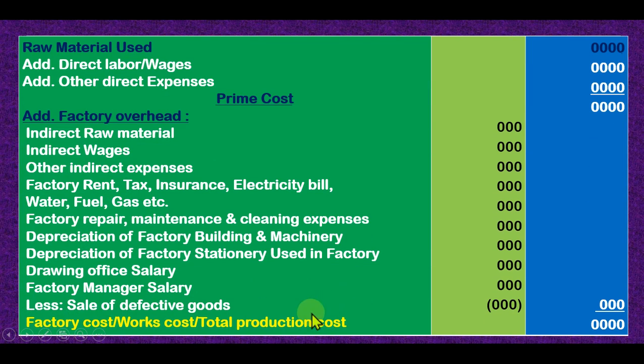Dear student, after that we have to add raw material used with direct labor and other direct expenses, then it is prime cost. Earlier also you have learned: direct raw material, that means raw material used, then direct labor, then other direct expenses, it is prime cost. Then with this prime cost we have to add factory overhead. That means whatever expenses occurred in a factory, we have to add that factory overhead, then it is factory cost.